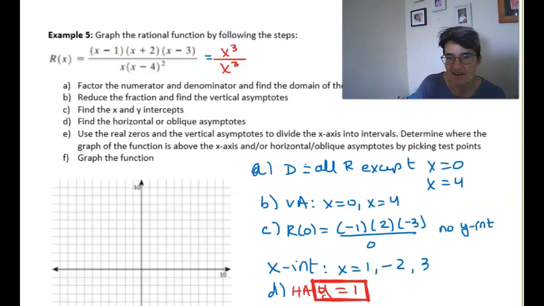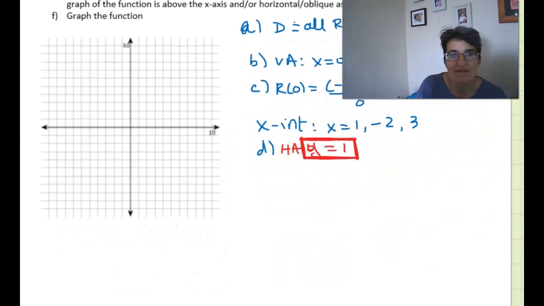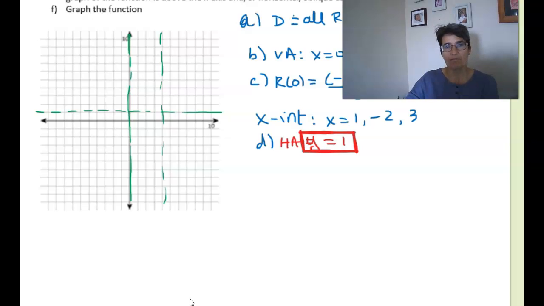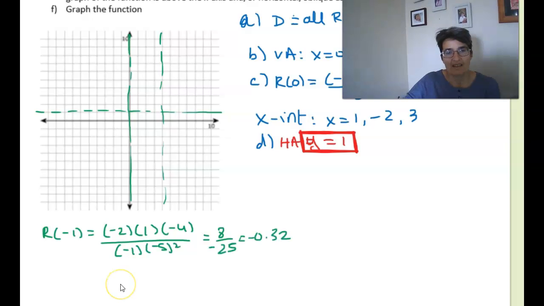Excellent. Okay, so we have our structure. So let's graph vertical asymptotes 0 and 4. 1, 2, 3, 4. We have a horizontal asymptote at y equals 1. Alright? And now we're going to pick some values in each region. So let's pick some negative ones. So let's say r at -1. This gives me -2 times 1 times -4 divided by -1, -5 squared. That was 8 over -25, which is -0.32.